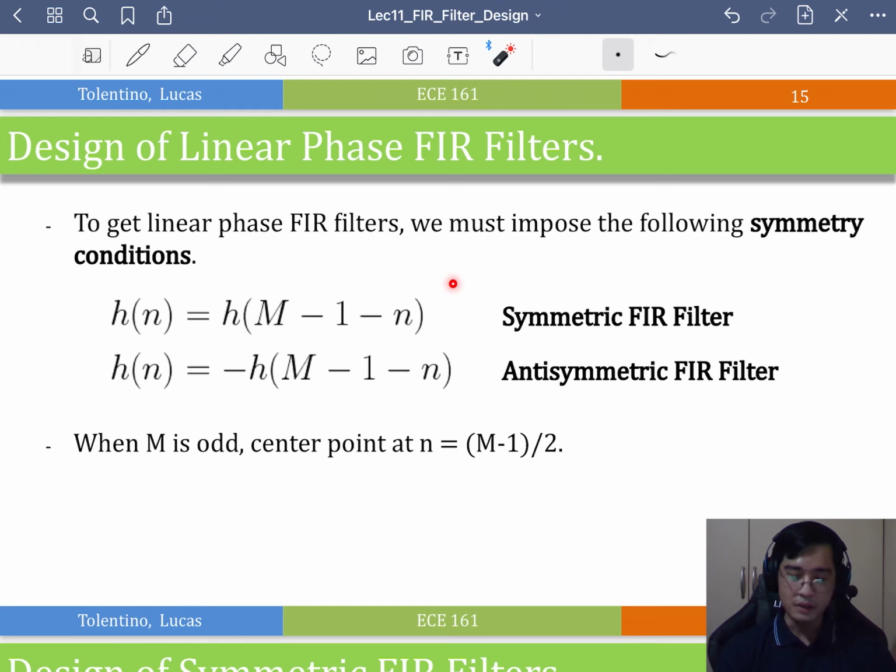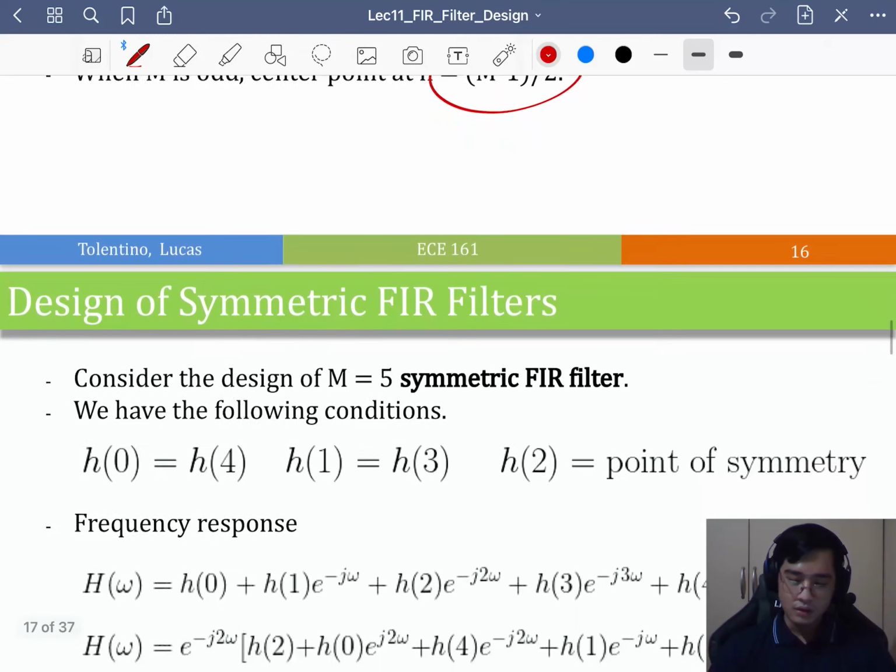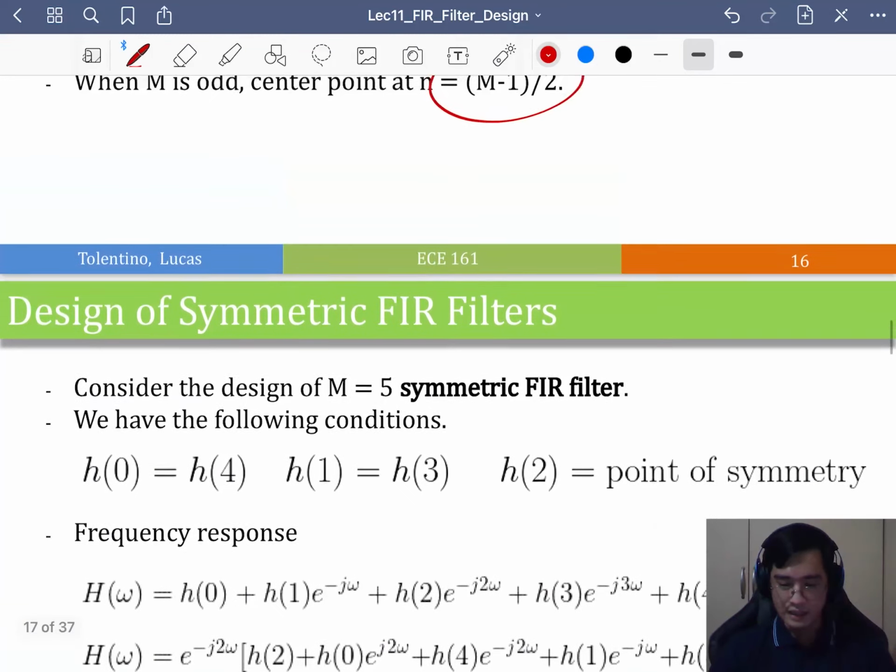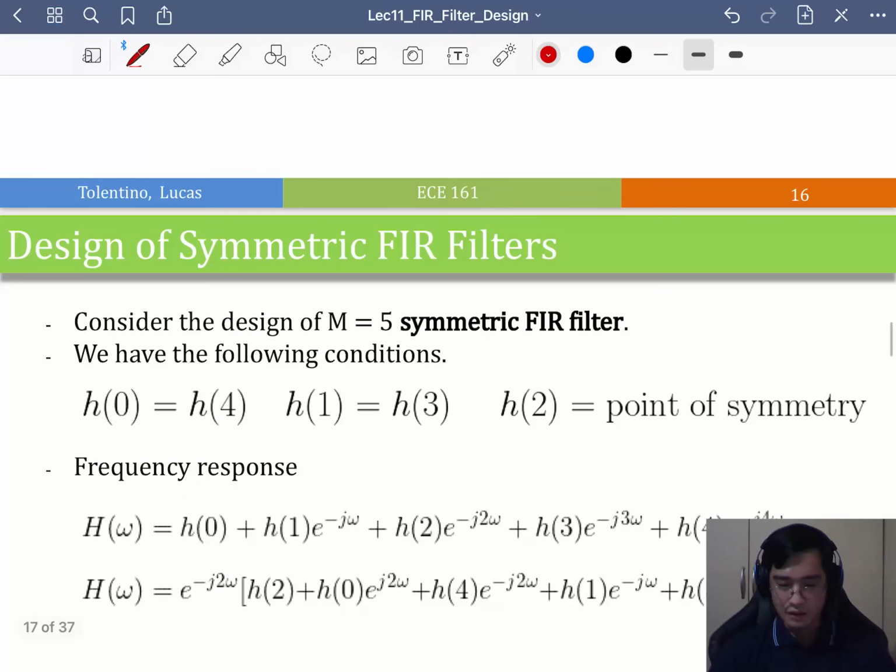We have the following conditions. We have two kinds of filters: the symmetric FIR filter, with the symmetric condition h of n equals h of M minus 1 minus n, and the anti-symmetric, which is basically just the opposite sign. When M is odd, we have a center point at n equals (M minus 1) over 2. So for example, we are designing a symmetric FIR filter.